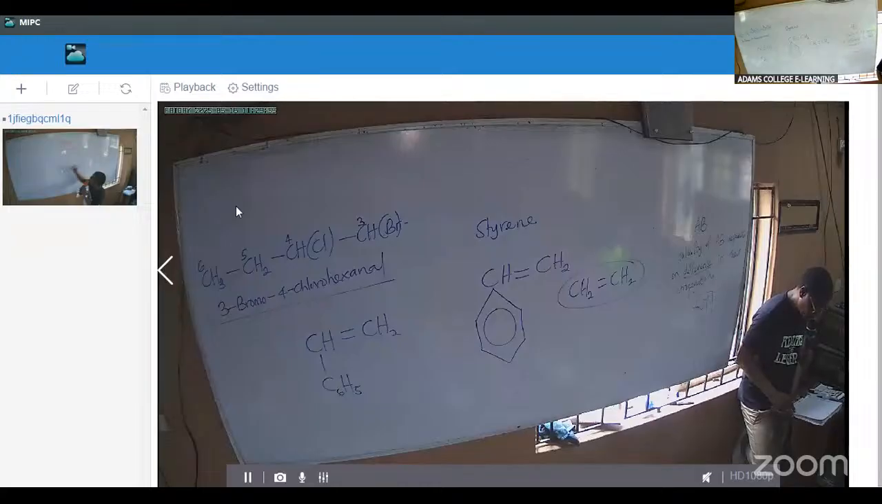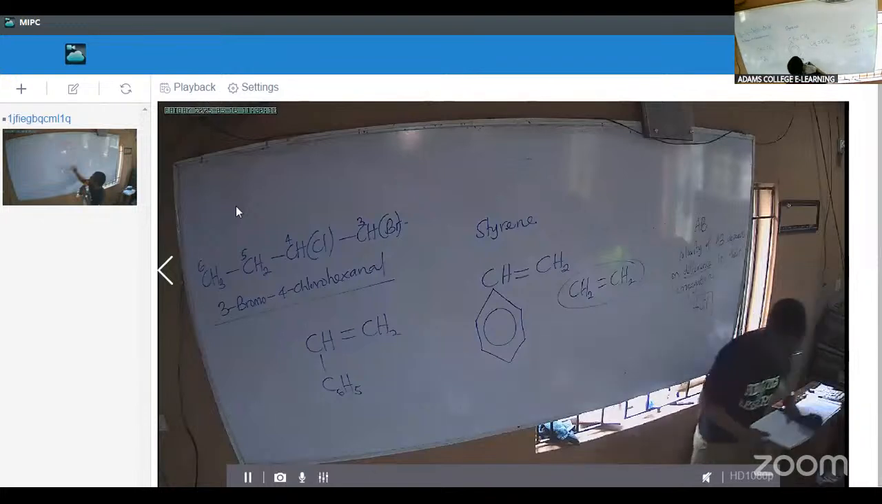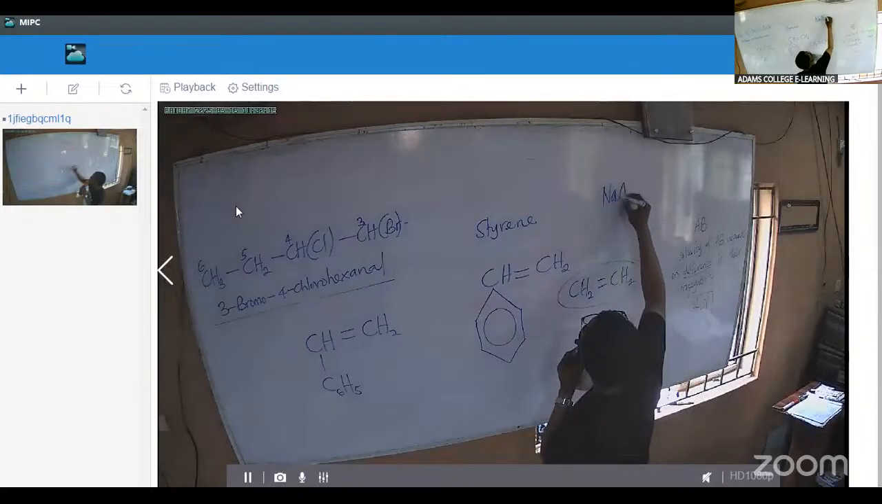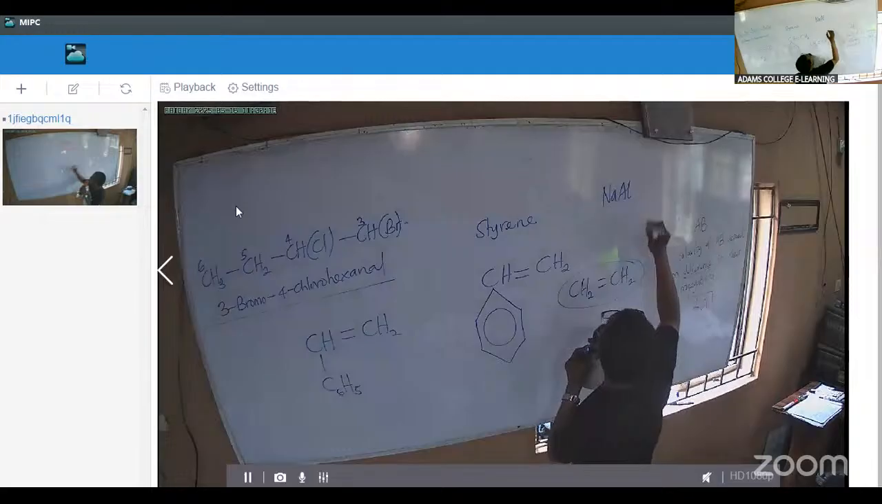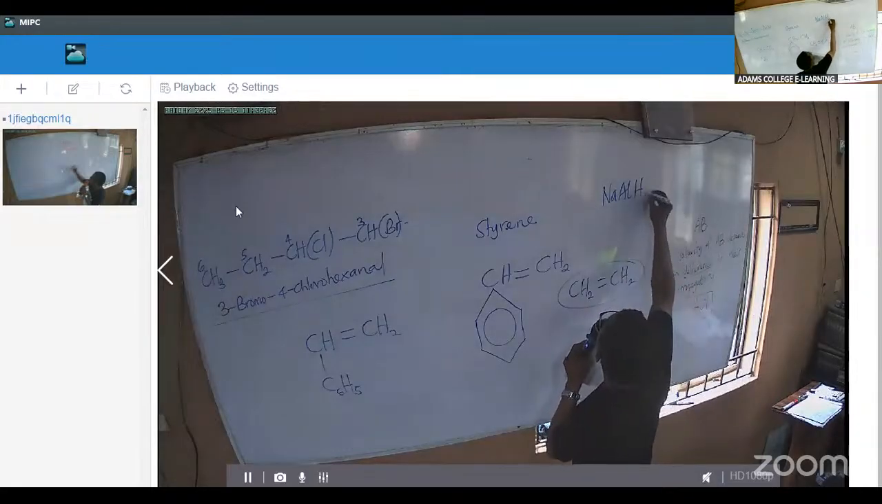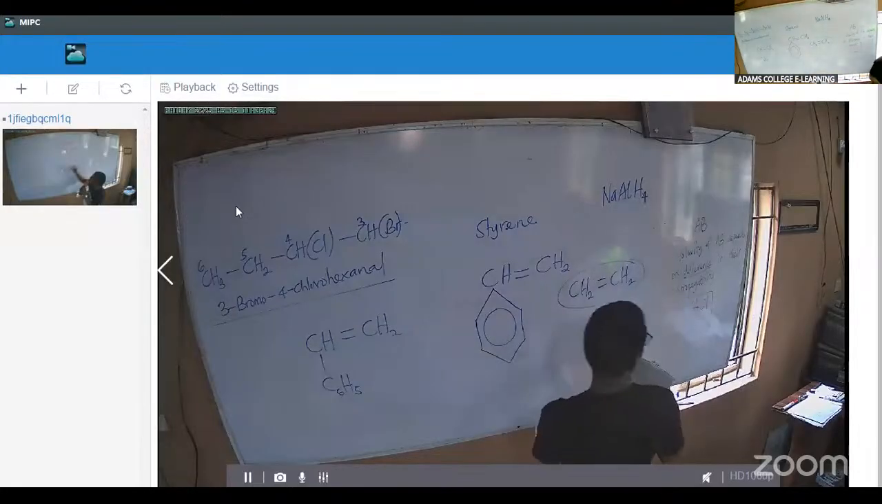Okay, another question, just revision. What is the IUPAC name of the compound? Yeah, write the compound name in your notes.